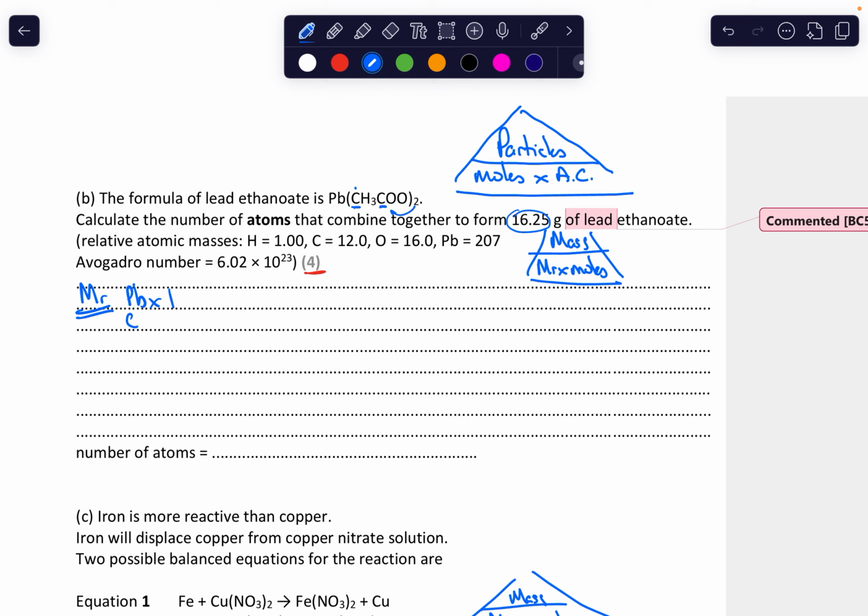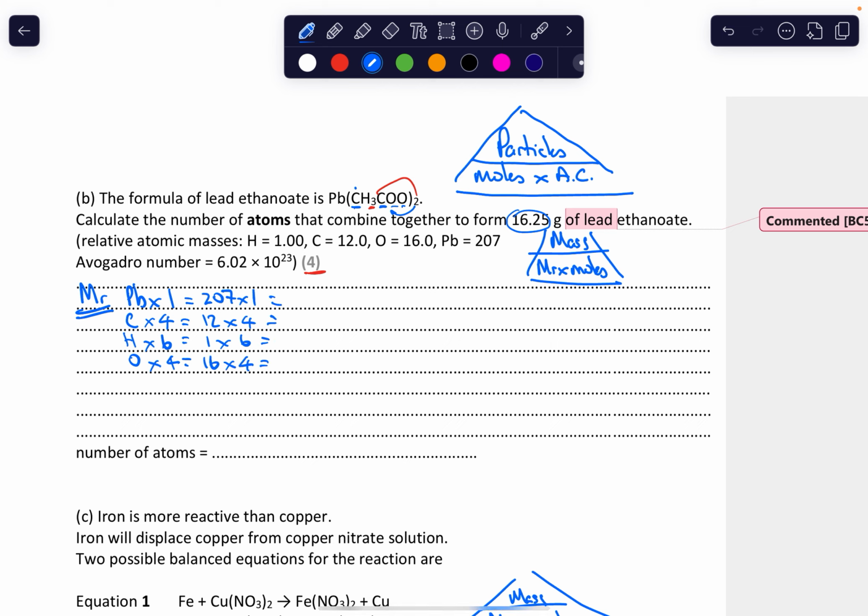So I've got 4 lots of carbon. Then I've got hydrogen. Again, be careful because I've got 3 here, but I've got to times it by 2, so that gives me 6. So times by 6. And then here I've got 1, 2 oxygens, and times that by 2 is 4. Okay, so let's drop the numbers into that. So lead is 207 times 1. Carbon is 12 times 4. Hydrogen is 1 times 6, and oxygen is 16 times 4.